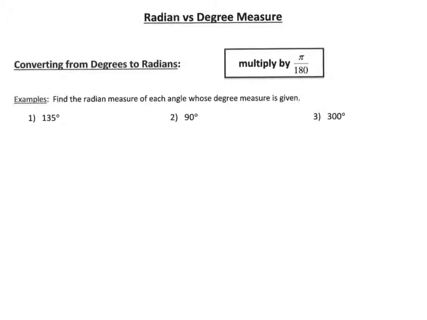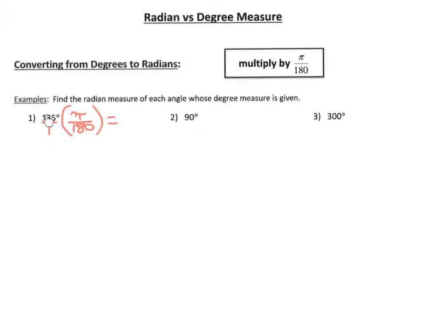In this first example, it gives us 135 degrees. If we want to convert that to radian measure, we're going to multiply. I'm just going to put a parenthesis here for multiplication. We're going to multiply that by pi over 180. Since this is a fraction, I'm going to make the 135 into a fraction by putting it over 1. And let's just multiply straight across.